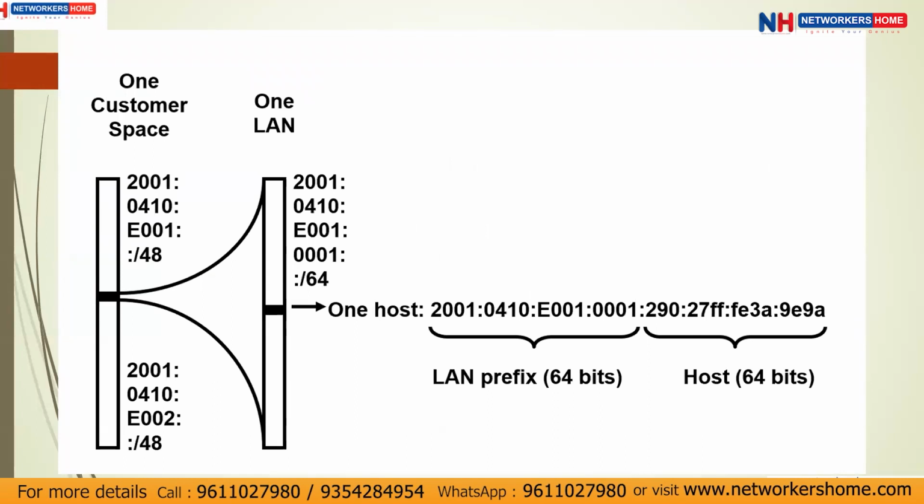And here we have one customer space, one LAN, one host at 2001:0410:E001:0101:0290:27FF:FE3A:9E9A. So the LAN prefix is 64 bits and the host part is 64 bits. In total we have 128.